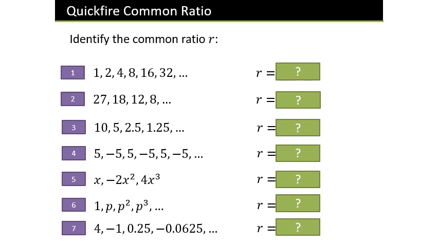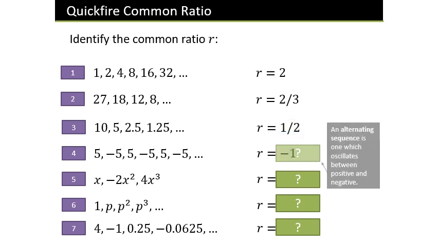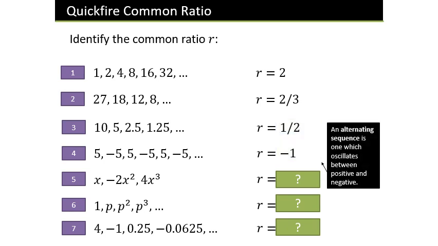So first of all, can you identify all of those common ratios? Hopefully yes. Here the common ratio would be 2, we're multiplying by 2 each time. Here the common ratio is 2/3. Here it would be 1/2. Here it would be -1. And this would make an alternating sequence.